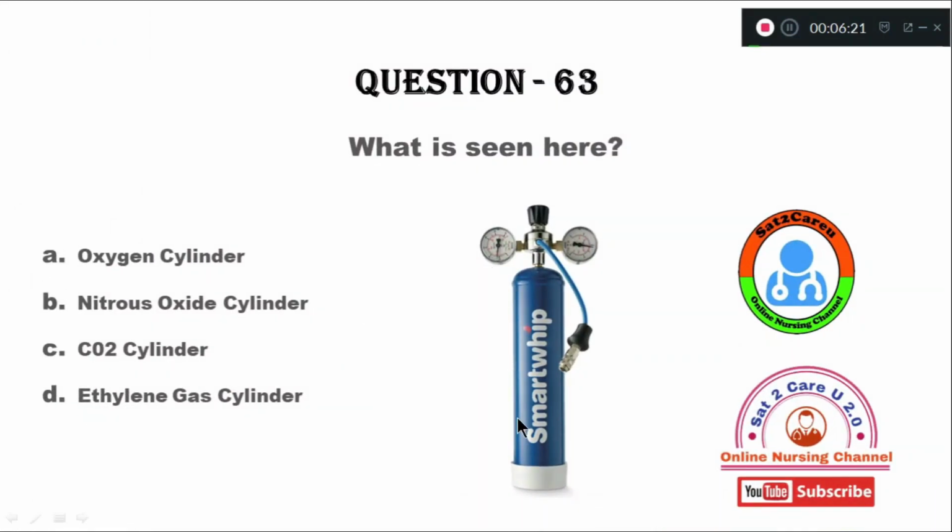Question number 63. So what you are seeing here in this image, the cylinder blue in color. Option A, oxygen cylinder. B, nitrous oxide cylinder. C, carbon dioxide cylinder. D, ethylene gas cylinder. So this cylinder is option B, nitrous oxide cylinder. Blue color cylinder in a hospital indicates nitrous oxide cylinder.